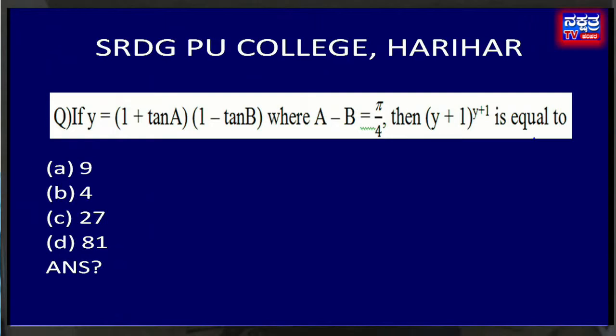What's the next question? If y equal to 1 plus tan a into 1 minus tan b, where a minus b equal to pi by 4, then y plus 1 whole power y plus 1 is equal to: option a 9, option b 4, option c 27, option d 81.